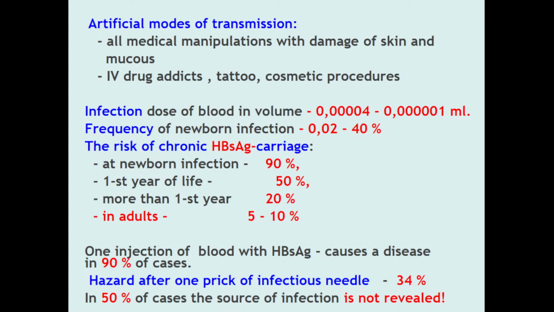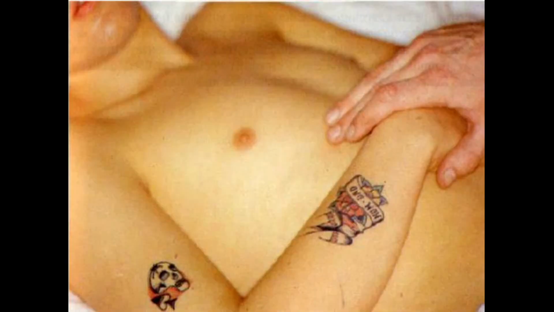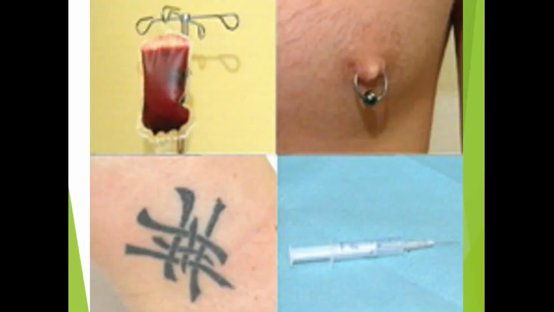One injection of blood with HBs antigen causes a disease in 90% of cases. Hazard after one prick of infected needle, 34%. In 50% of cases, the source of infection is not revealed. Again, a person is jaundiced and he has some tattoo, maybe it was without proper hygiene measures and maybe it was a source of his infection. Again, piercing, blood transfusion, injection, tattoo, that may be a source of infection.